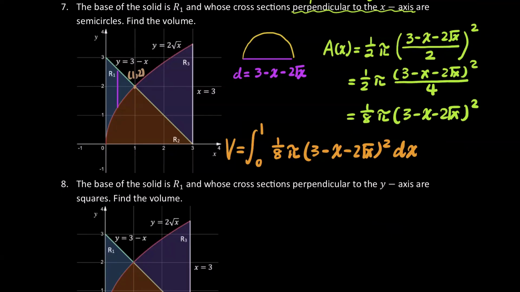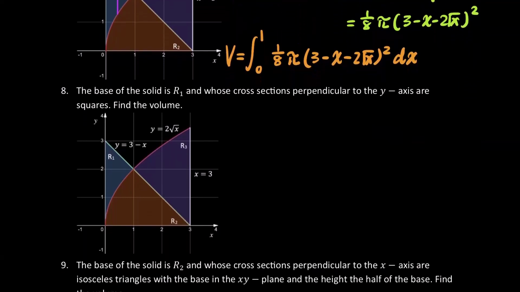Okay, so that's 7. 8, the base is still solid, it's still region number 1, but this time the cross sections are perpendicular to the y-axis. Okay, so remember, instead of saying perpendicular to the y-axis, they can say parallel to the x-axis. There are two ways to say it. You gotta read it carefully, right? Don't just read half. The key word here is perpendicular or parallel.